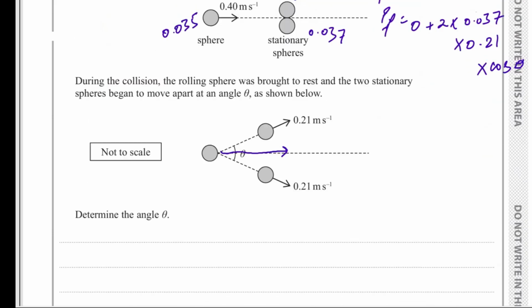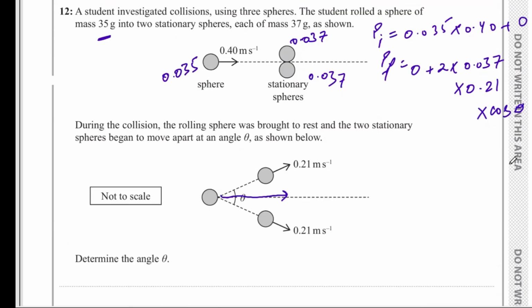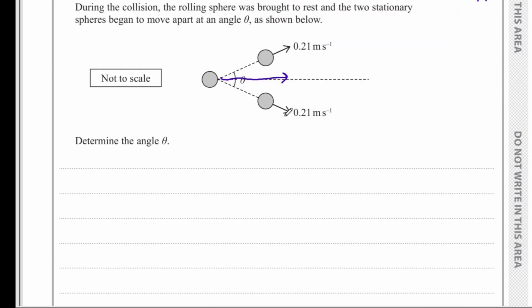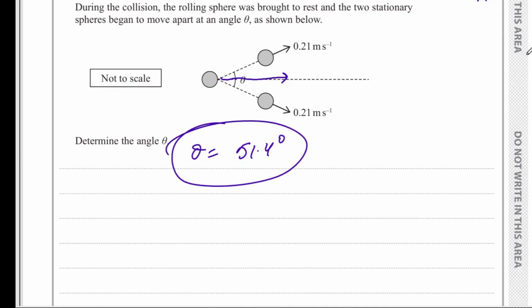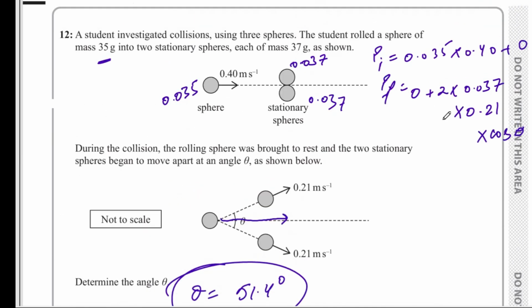And by solving it down, I must be having theta. You've just got this equation. You just need to solve it down. And after solving it down, you'll have theta equals 51.4 degrees. That has to be the final answer, right? You can solve it by just using your calculator.